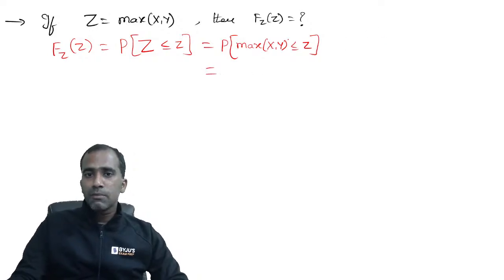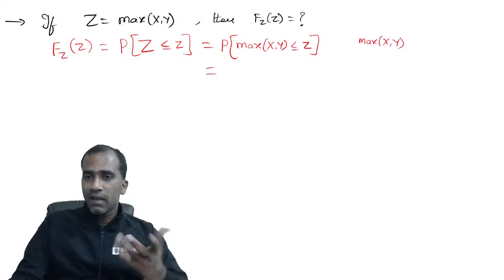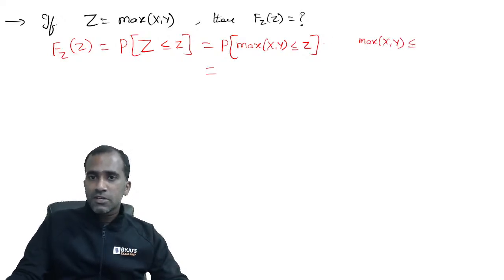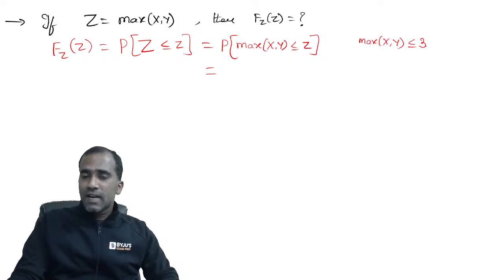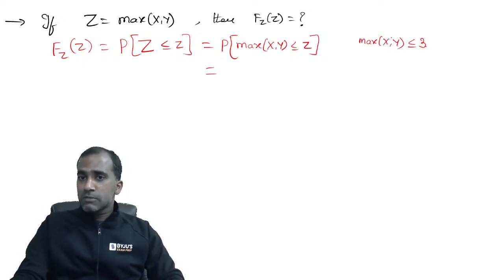So if you want a maximum of x comma y less than z, for example, x and y are two random variables. They can take any values. Instead of z I'm taking some value, let's say 3, just for understanding's sake. If you want the maximum of x and y, the maximum of both of them, to be less than 3, then what should happen to x individually and y individually so that this will happen?